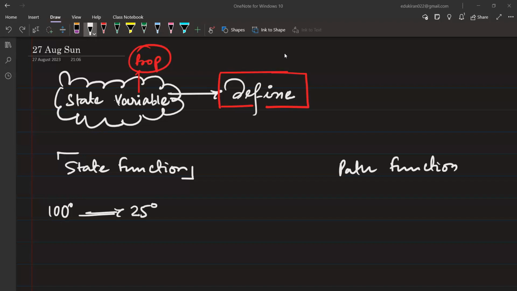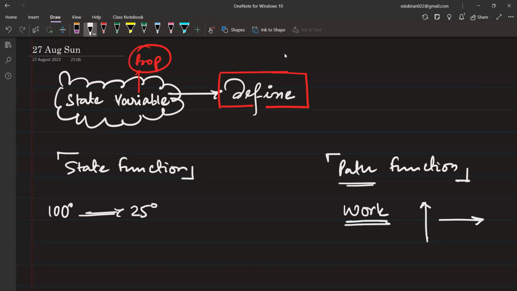Now you will see path functions such as work. Work depends on the path, right? Path function means how the work is done. If you are lifting something, then the work will be different. If you are moving something, then the work will be different, right? It depends on the path of the process, fine?